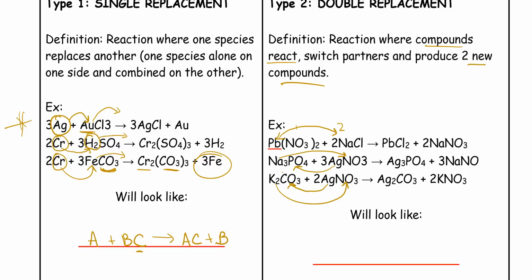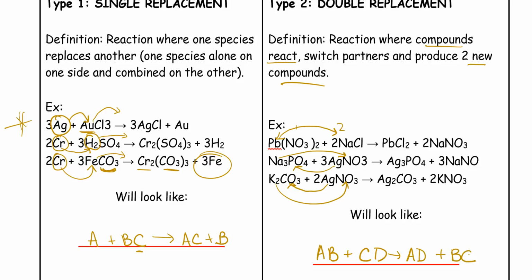Great. So the second type will generally look like this, where you have AB, which is an ionic compound, plus another ionic compound, CD. In this case, B and D are both negative ions or polyatomic ions, and A and C are metals or positive polyatomic ions. This will form a double switch where you end up with AD together and BC, just like the examples that we just went over.